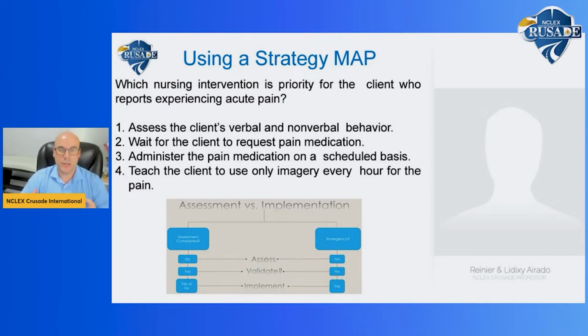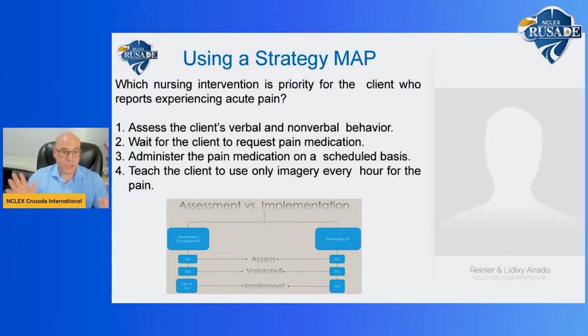Number one, when you read the question, which nursing intervention is priority for the client who reports experiencing acute pain? Has the nurse conducted an assessment? Do you see any information in the stem of the question that indicates the nurse did an assessment? No. So what do you do on the map? You put no on the first column, on the first row. Let's ask the second question.